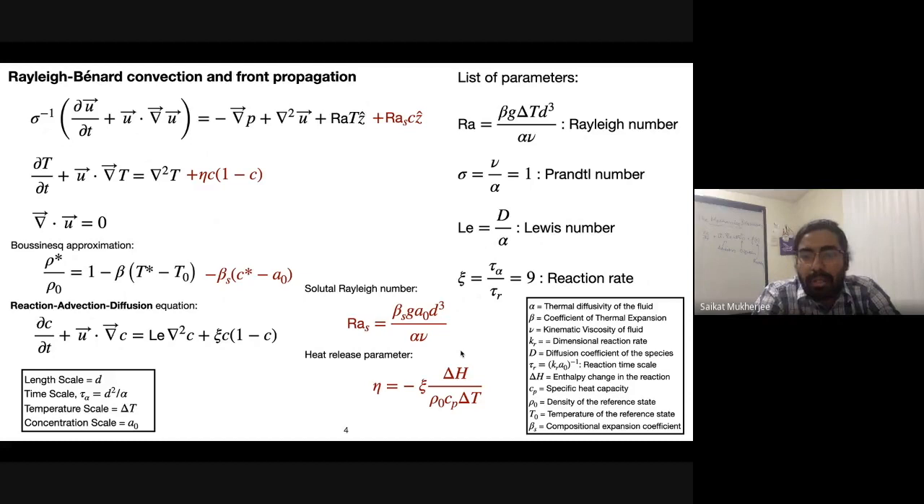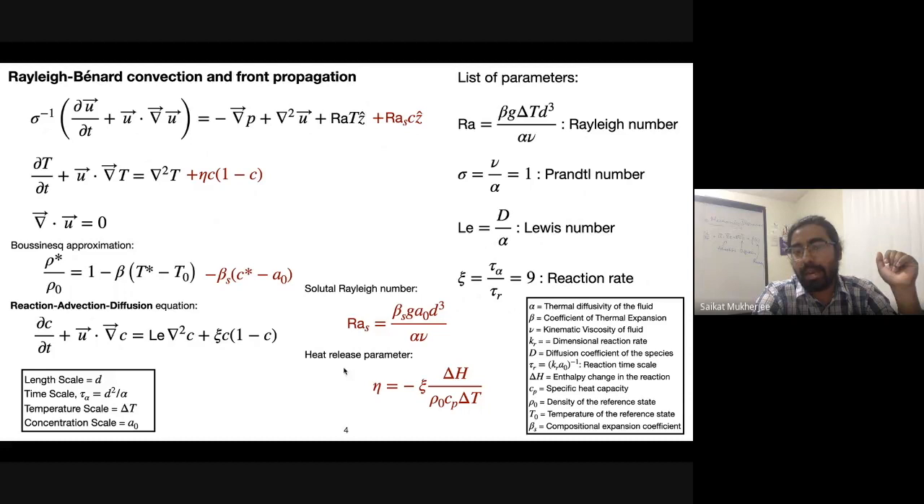Now, if we want to realize feedback in this kind of system, the situation becomes tricky. There are two ways that I have studied front-induced feedback. One is solutal feedback. When you have a chemical reaction where the products and the reactants are at different densities, then for that instability you have to add it in the Boussinesq approximation. If you go through the derivation, you add a term in the momentum equation as Ras, where Ras is your solutal Rayleigh number.